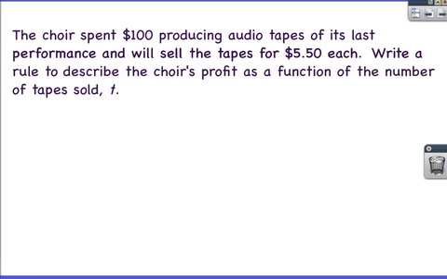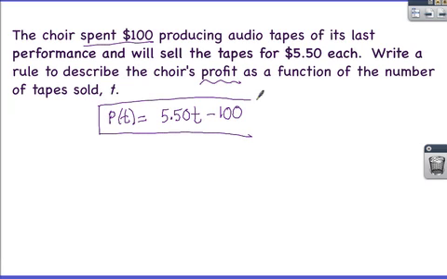The choir spent $100 producing audio tapes of its last performance and will sell the tapes for $5.50 each. Write a rule to describe the choir's profit as a function of the number of tapes sold T. Well, we're looking for the choir's profit, which is how much money they earn after you subtract any of their expenses. They spent $100. So we can say that their profit, P of T, is equal to the money they earn, $5.50 times the number of tapes sold, minus the $100 that they spent. And so this would be our equation describing this situation.